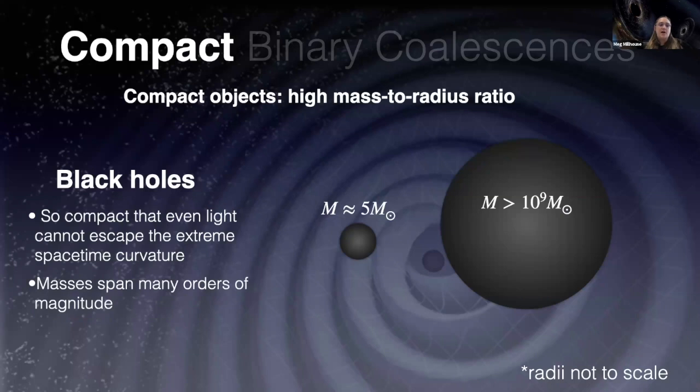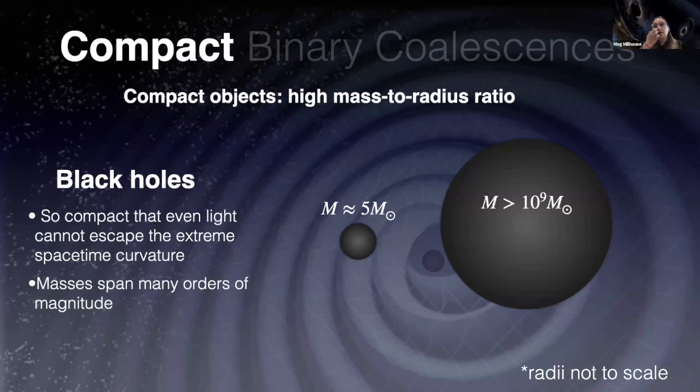Past neutron stars, the densest known objects in our universe are black holes. These are objects that are so dense that even light cannot escape from the extreme spacetime curvature around a black hole. And this means that we can't directly observe these things with electromagnetic radiation, but astronomers can infer the presence and some properties of black holes based on how things move around them.